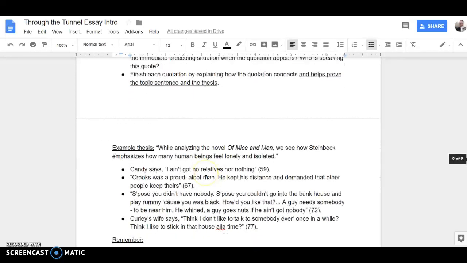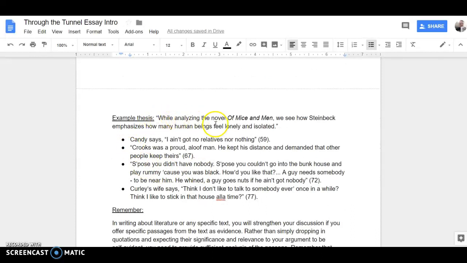Okay? So, an example thesis: while analyzing the novel Of Mice and Men, we see how Steinbeck emphasizes how many human beings feel lonely and isolated. So this whole essay, everything that we're looking at, has got to be all about how people feel lonely and isolated. These are just example quotes. I would suggest you pick a thesis and write it down in your notebook and then go through and find 4 quotes that support it.